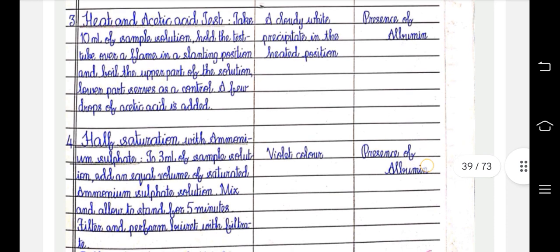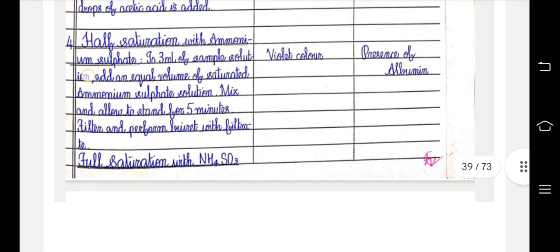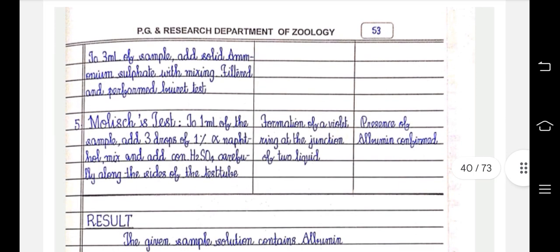Half saturation with ammonium sulfate. To 3 ml of sample solution, add equal volume of saturated ammonium sulfate solution. Mix and allow to stand for 4 minutes. Filter and perform Biuret test with filtrate. Violet color, presence of albumin. Full saturation with ammonium sulfate. To 3 ml of sample, add solid ammonium sulfate with mixing, filter and perform Biuret test with filtrate. Molisch test.